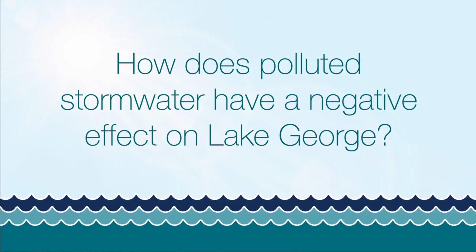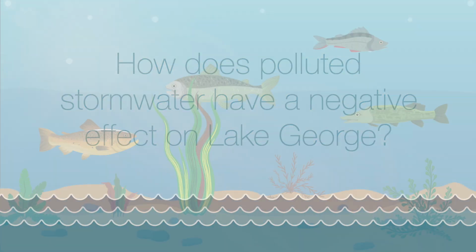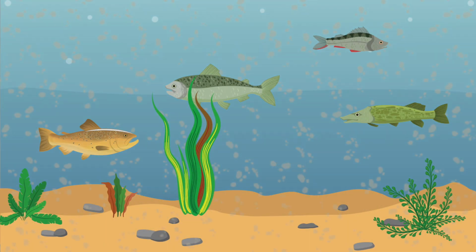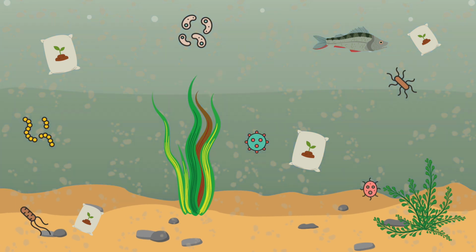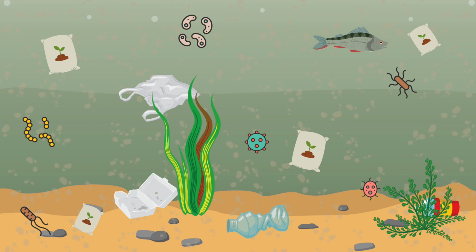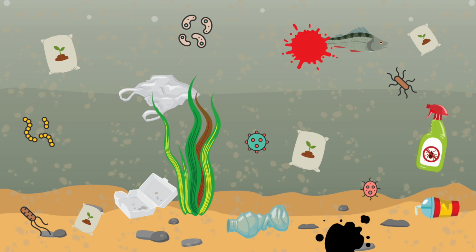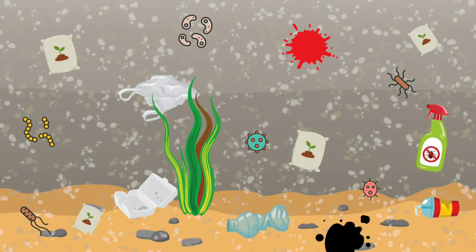So how does polluted stormwater have a negative effect on Lake George? Sediments can cloud water, affecting plants, fish, and other aquatic life. Fertilizers can cause an increase in algal growth, including harmful algal blooms, which Lake George has never had. Bacteria and pathogens can make water unsafe for drinking and swimming. Debris, such as plastic bags, can suffocate or disable aquatic life, such as ducks or turtles. Household hazardous waste, such as pesticides, paints, or motor oil, can poison aquatic life. Road salt from the winter increases chloride levels in the lake.